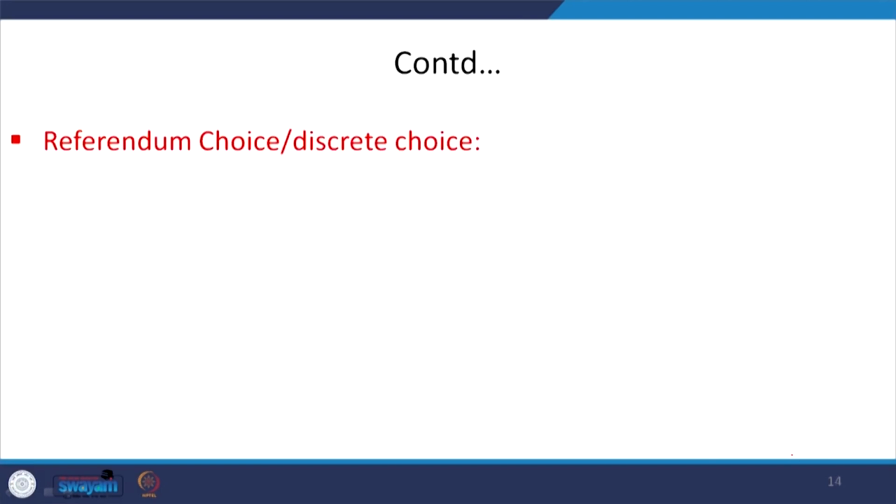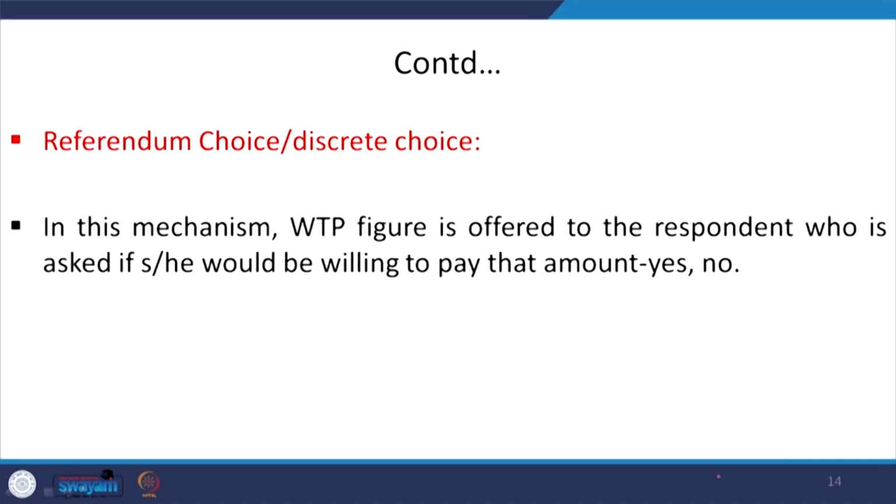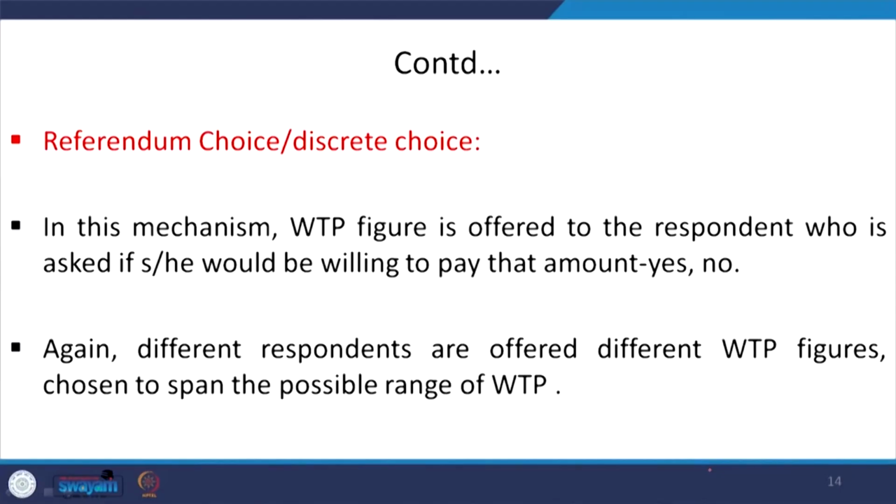Another method is the discrete choice method, which is also known as the referendum choice. In this mechanism, a willingness to pay amount is offered to the respondent, and then we ask whether he is willing to pay the amount in terms of a yes or no question. Again, for different respondents, based on their socio-economic characteristics, we offer different willingness to pay figures, and then we get a possible range of willingness to pay amounts. So, that can also be taken into account.